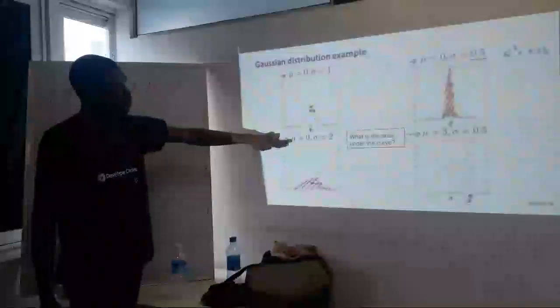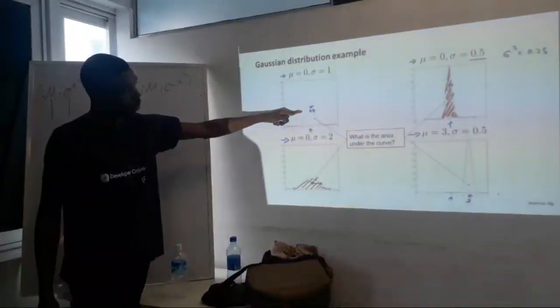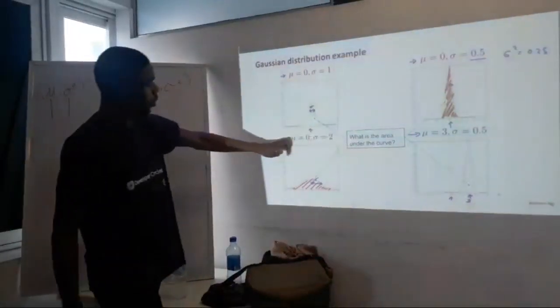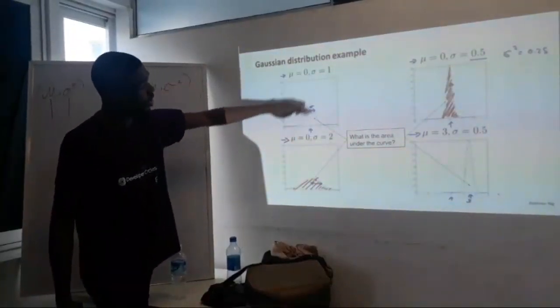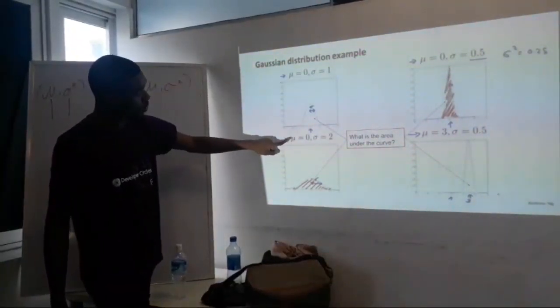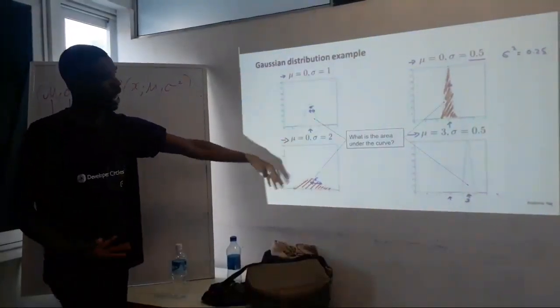With the mean of 0, standard deviation of 2, this is the kind of curve we have. No, sorry. With the mean of 0, standard deviation of 1, this is the curve we have. With the mean of 0, standard deviation of 2, we have discussed this, so this is the kind of graph you have.